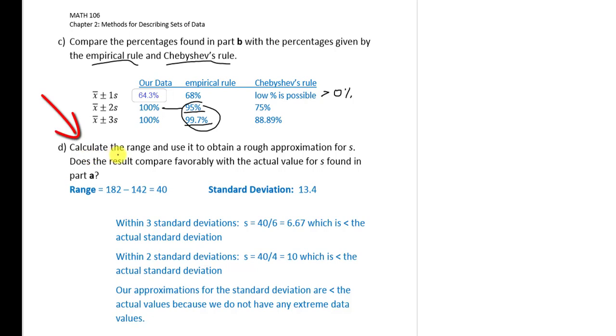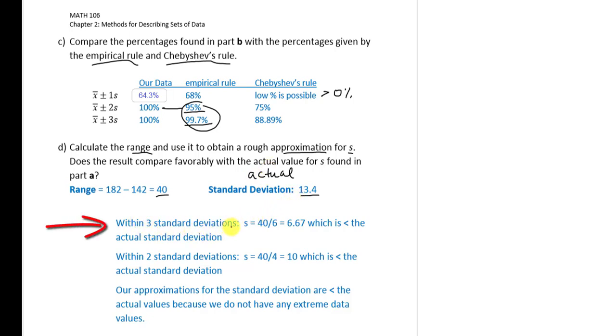The last part is to calculate the range and use it to obtain a rough approximation for the standard deviation. So keep in mind the range is our largest measurement subtract the smallest measurement, which ends up being 40. Our standard deviation, remember, is 13.4. So that is the actual value. We want to compare that with the approximations we're about to make.